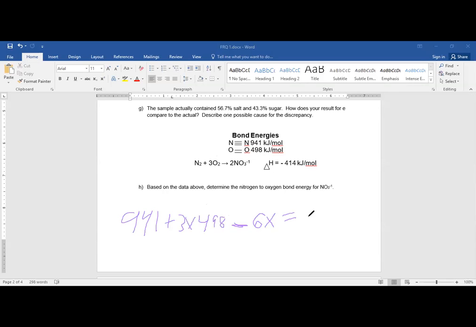And then we know that equals -414. When you solve, you end up with 474.83 kilojoules. Since there's no decimals here, if you want to use sig figs, 475.